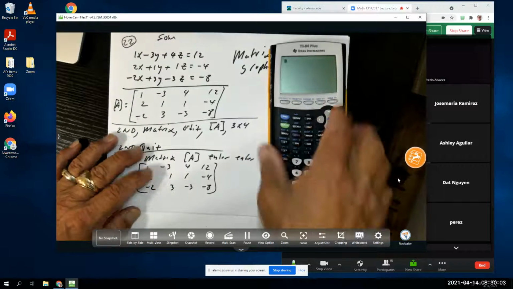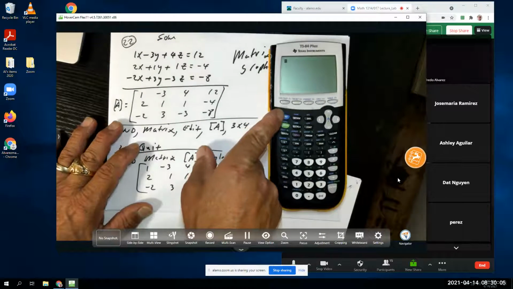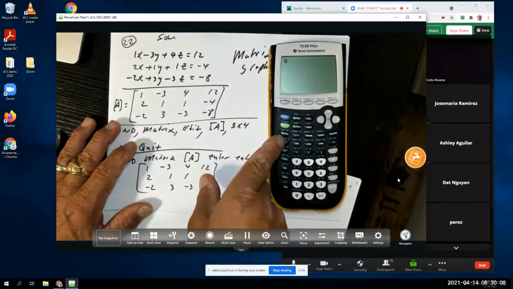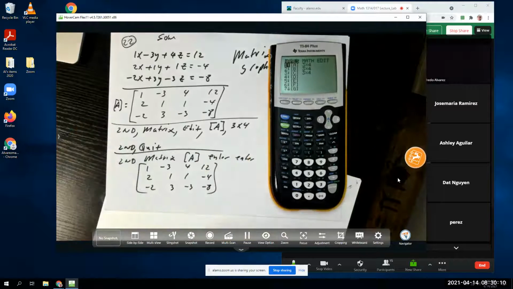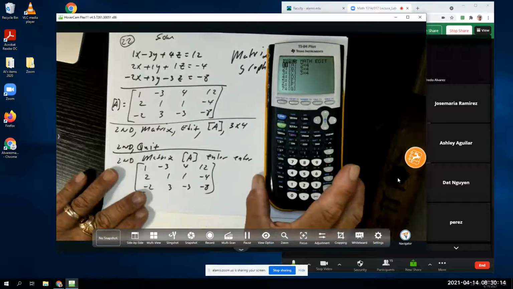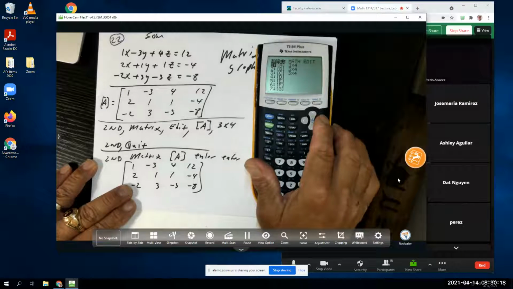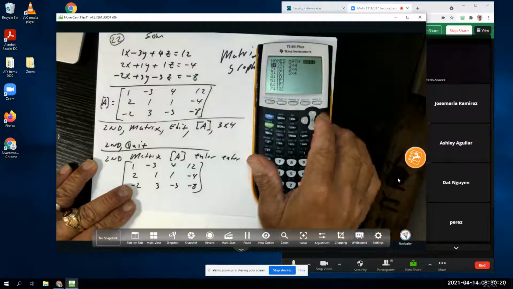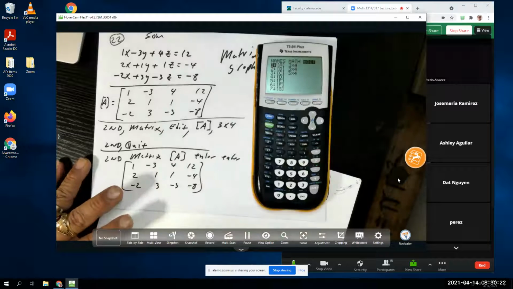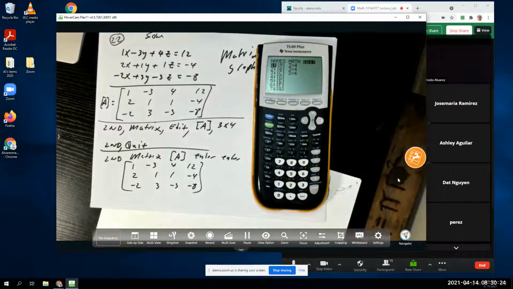Ready? Go second, matrix. Everybody get that far? Yes or no? Tell me yes or no. Yes. Second and matrix. All right. Once you get there, then you can move it over to edit. Move it over right there. EDIT. Is everybody right there in edit?